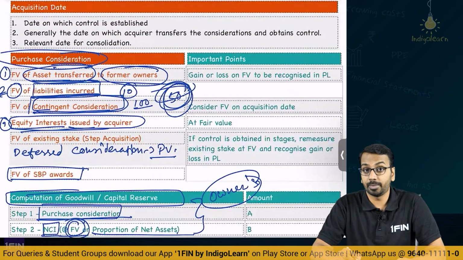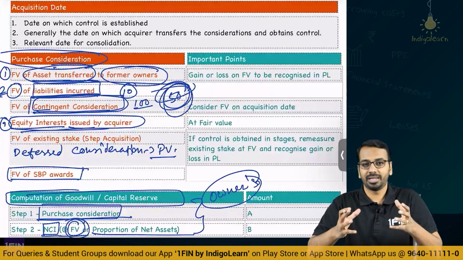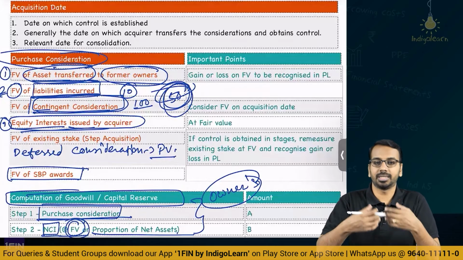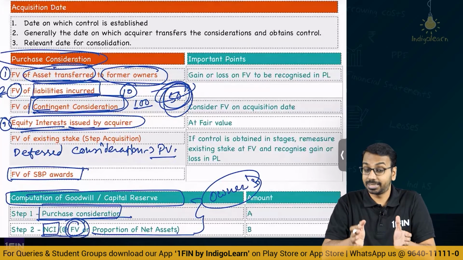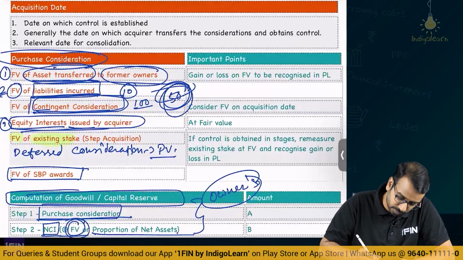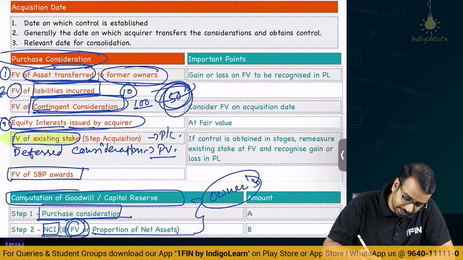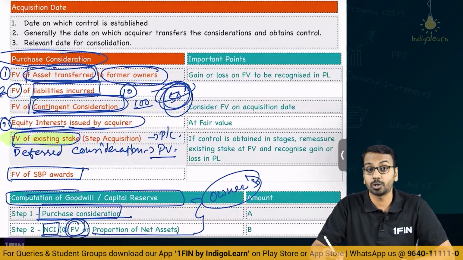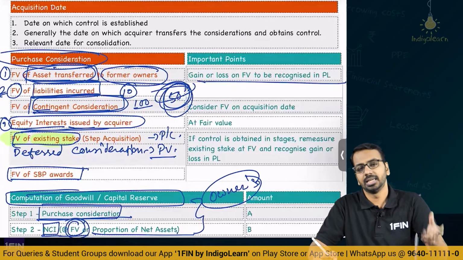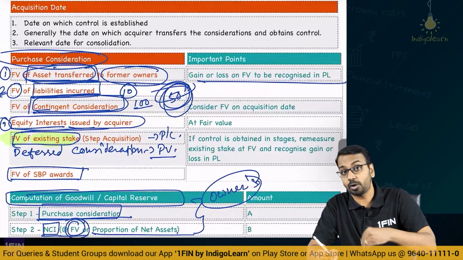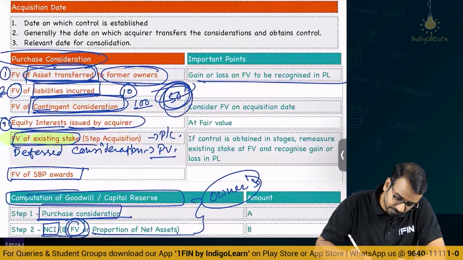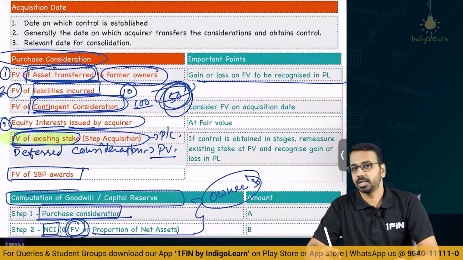Right? Now, one more thing you have to keep in mind is sometimes there is step acquisition. Initially we acquire 10%, then we acquire another 20%, then 30%, like that we went on to acquire 50% or more than 50%. Now, in such a situation, the existing stake has to be fair valued, and this gain or loss on fair value should be recognized in the P&L. Here also, if an asset is transferred, if there is a gain or loss on fair valuation, you will recognize it in P&L. Same way, if I have an existing stake, let us say 10% or 20%, and then subsequently I acquired more stake, then this fair value of the existing stake should also form part of purchase consideration.